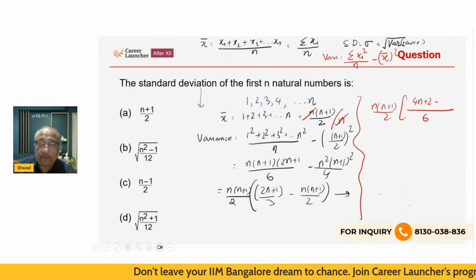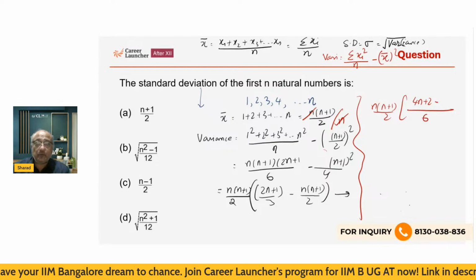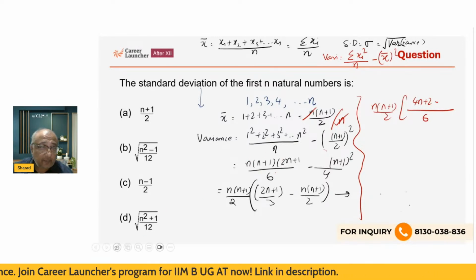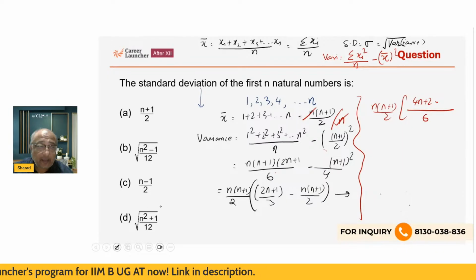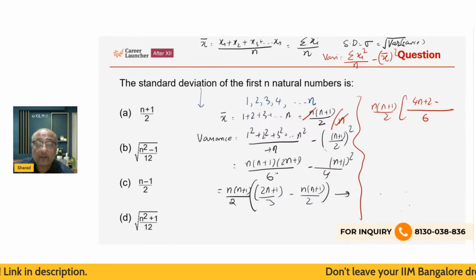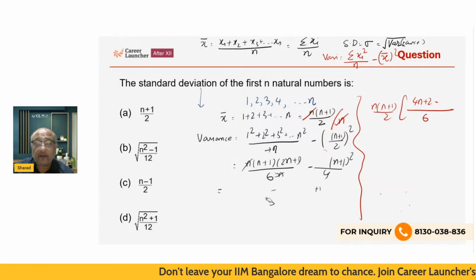Let us correct that formula here. This n is not here, kids. It is n plus 1 by 2 only. And here also I have missed an n. Let me use this black pen here. I have missed an n here. This is the only formula, so this n will get cancelled. Let me take it out from here.